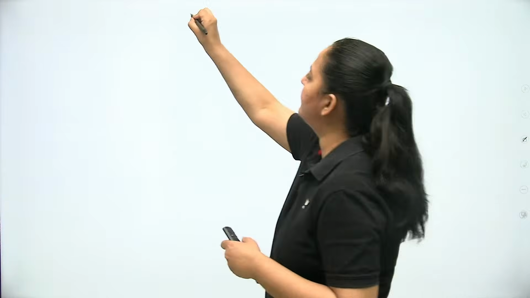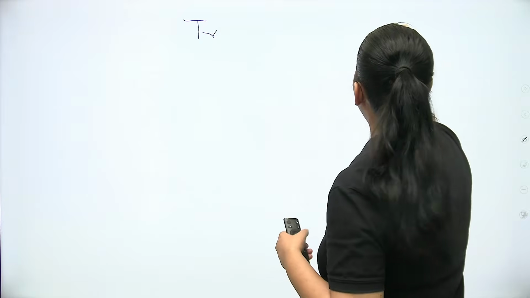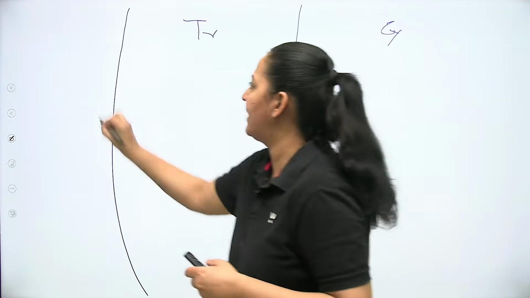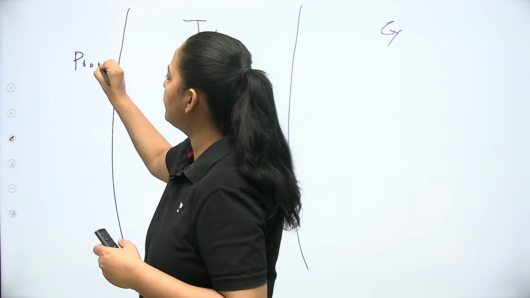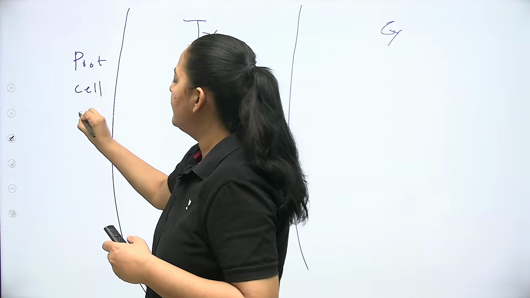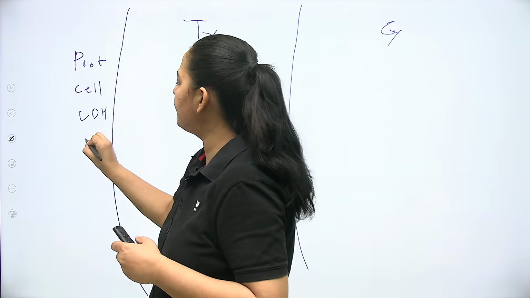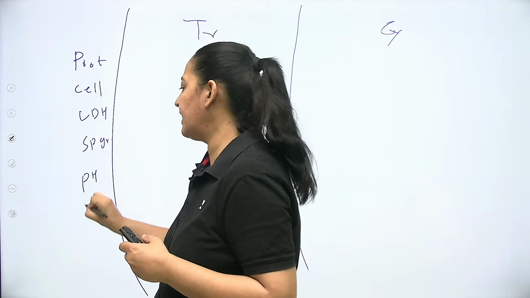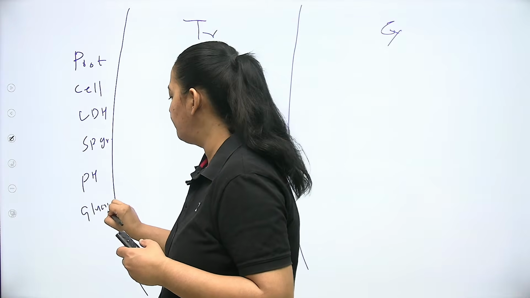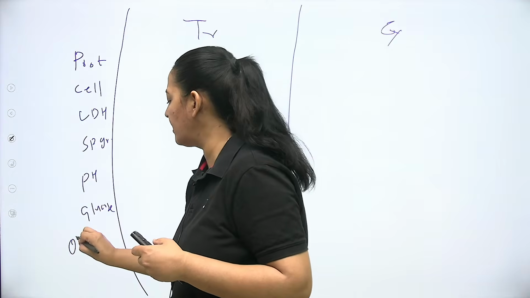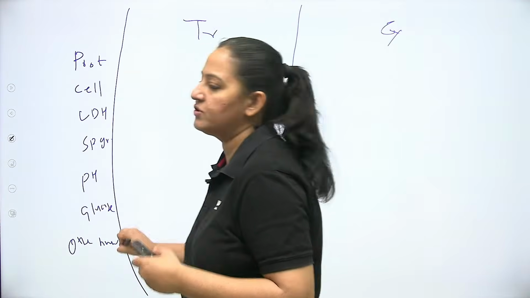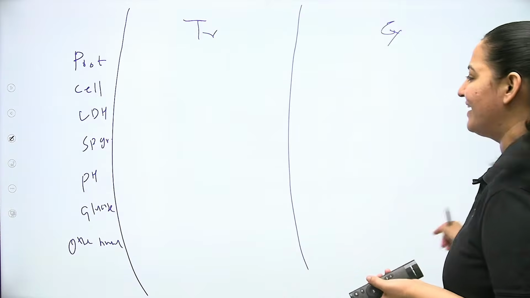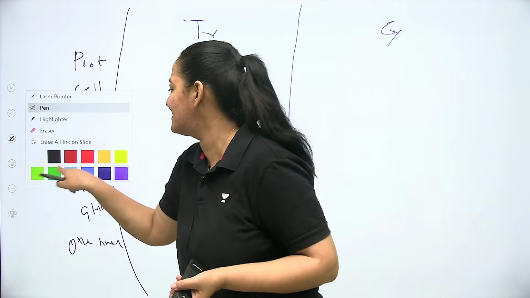Who will tell me the differences between transudate and exudate based on the following points? The protein content of each of them, the cells of each of them, the LDH of each of them, the specific gravity for each of them, the pH for each of them, and the glucose for each of them. And who will tell me the other name given to this edema? So tell me the differences based on the following points. Who will tell me? Can anyone try? Yes, anyone? Please start writing.